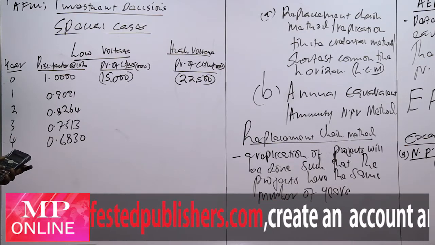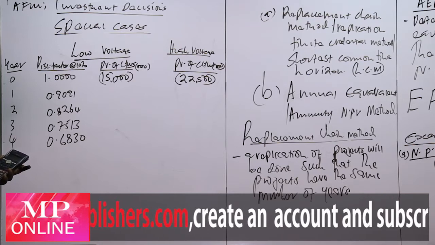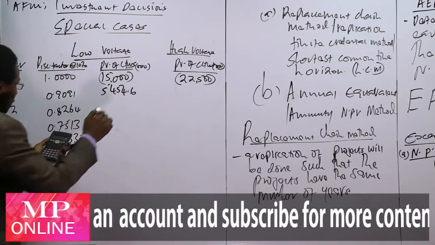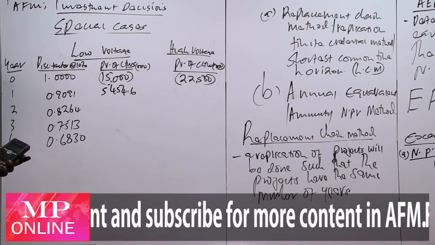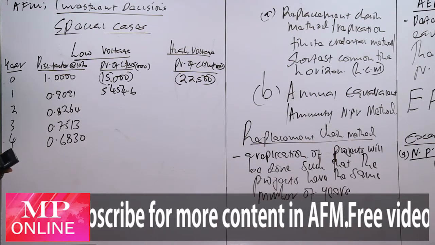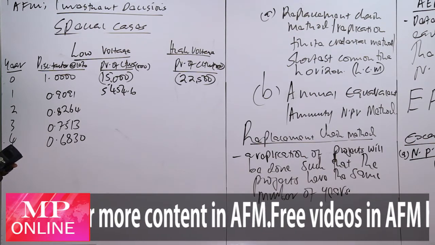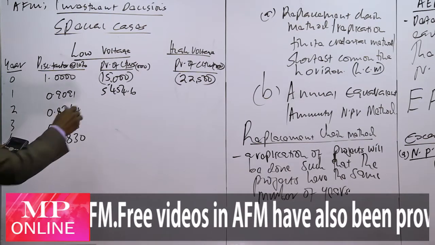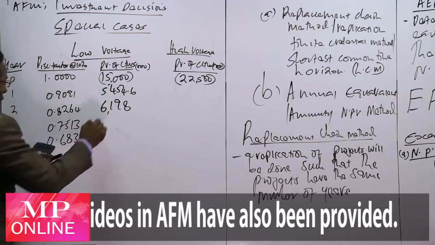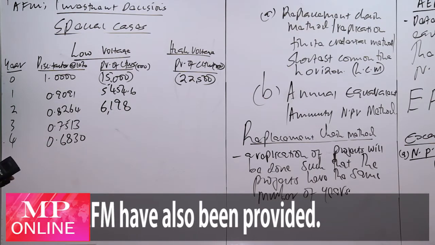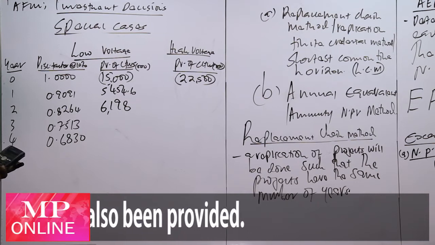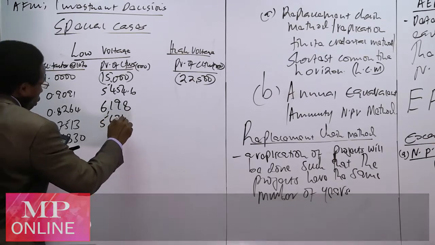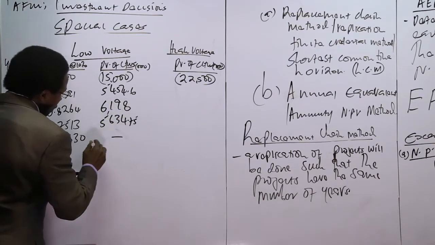Then the cash flows, we have the 6,000 by 0.9091, we have 5454.6. We have 0.8264 by 6,000, no, that one we've done. 7,500, we have 6198. Then the third year, 7,500 by 0.7513, we have 5634.75.